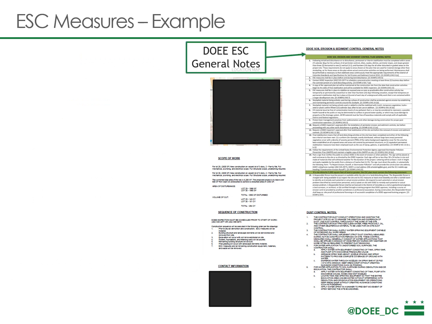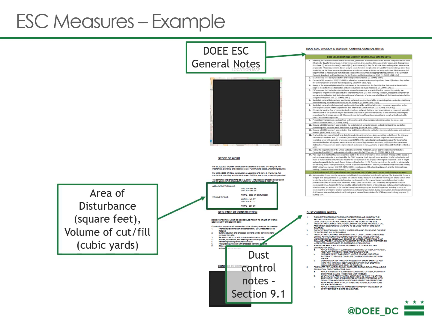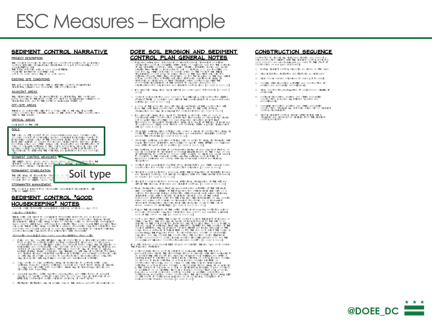The DOEE general notes must be on the plans, as I showed. Dust control notes also must be on the plan. So this is section 9.1 of the ESC manual. The area of disturbance and the volume of cut and fill must be on the plans. The soil type, this is another way of showing it.